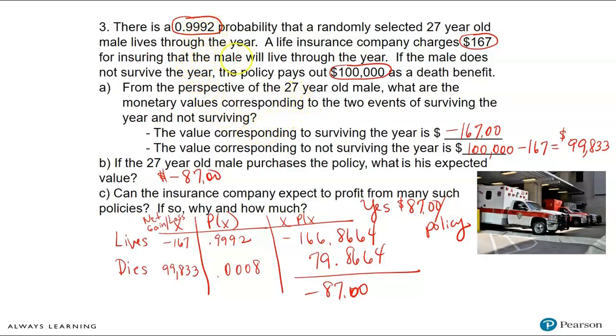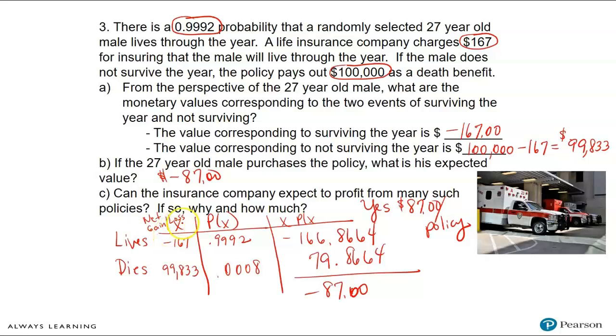The first thing we need to do is kind of identify our values. The probability that the person lives is given here. The premium charge for the life insurance is here. The payout for the policy is 100,000. And so from there, we're kind of ready to get this set up.